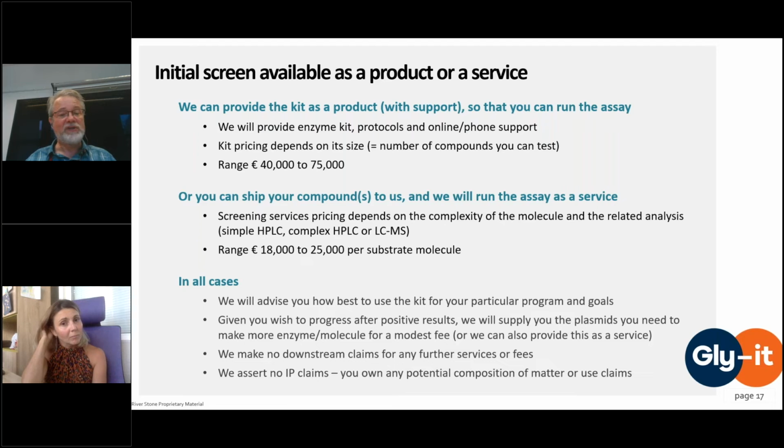Given you wish to progress after positive results, we can supply you with the plasmids that can express the UDT enzyme in question. That's for a modest fee. We can also make more enzyme for you for a price. Most importantly, perhaps, we make no downstream claims for any further services or fees, and we assert no IP claims. You own any potential composition of matter or use claims.